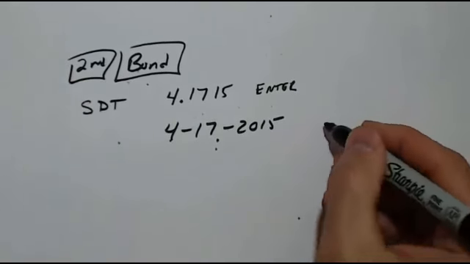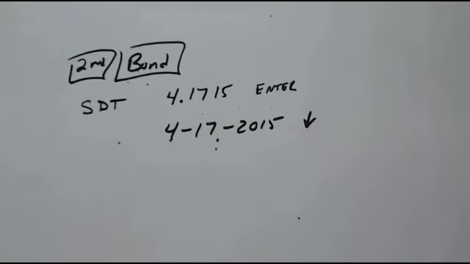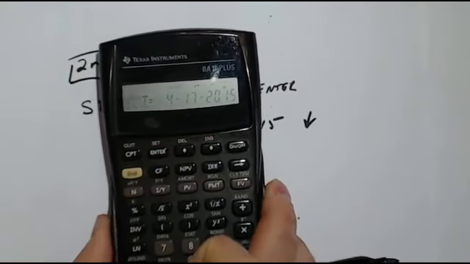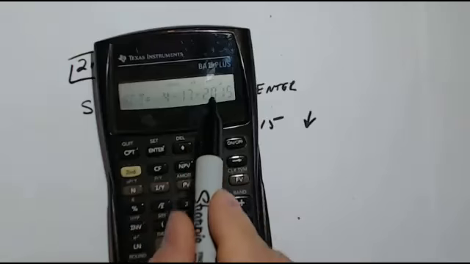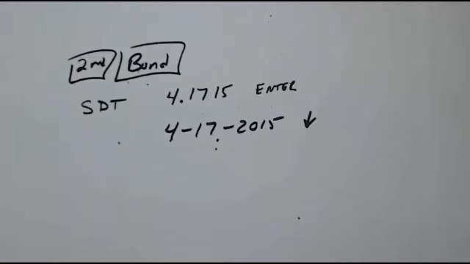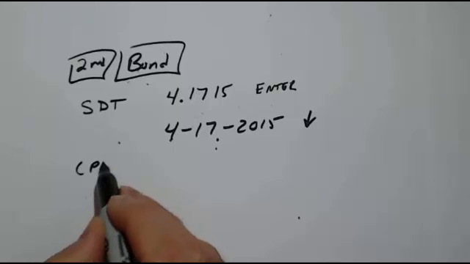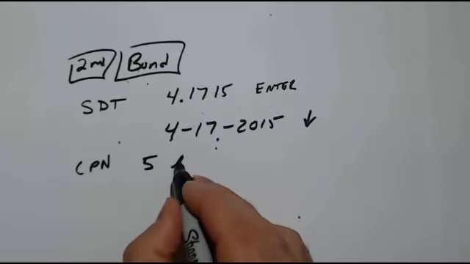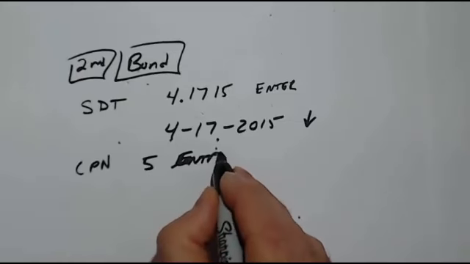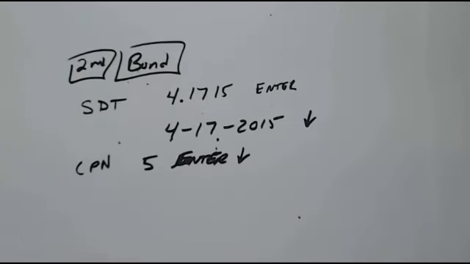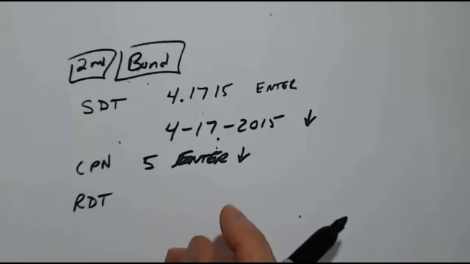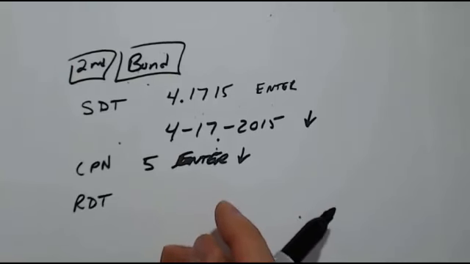And so what you do with that is you hit the down arrow key, the down arrow key being right here, next to your on-off button on the BA II Plus, and you hit the down arrow and it's going to ask you for the coupon rate. And so I put in 5, and I hit enter, and I hit the down arrow, and it's going to ask me for the redemption date. Redemption date, for our purposes at the moment, is just a fancy word for maturity date.